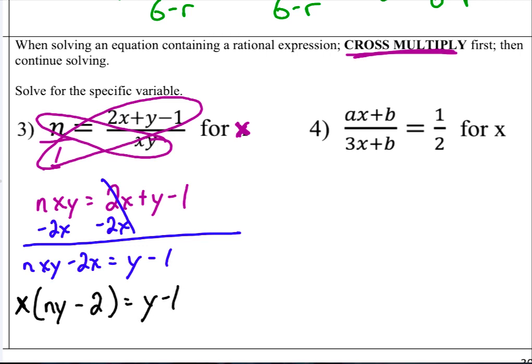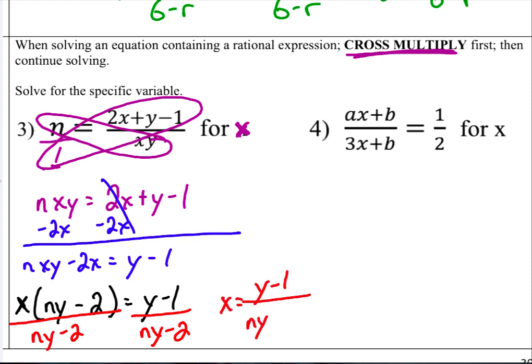And then my last step is to get x by itself, I'm going to divide by what they're multiplying by. And I get x is equal to y minus 1 over ny minus 2. Now, it's perfectly okay to rewind a little bit, go back, listen to that last example one more time. The more you see it, the more you pick up on the flow of the problem and the steps and process that we use, the easier and easier these will get. So let's try one more.